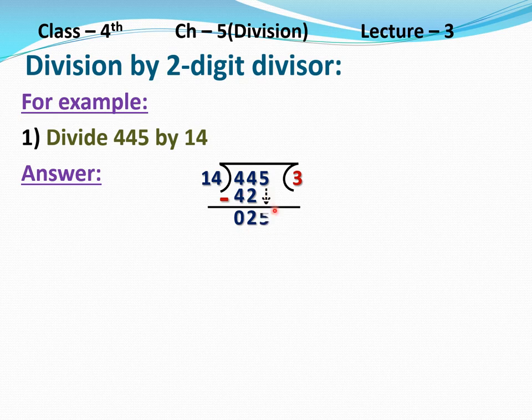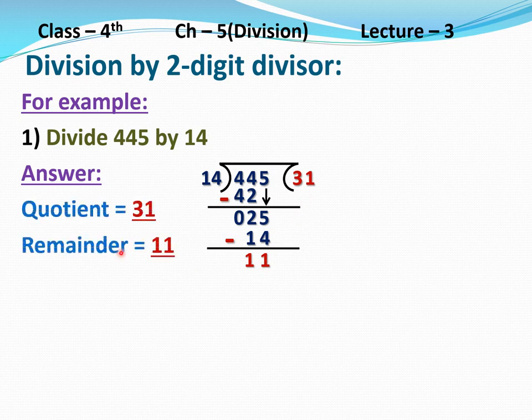Now we will take next number, that is 5. Number is 25. Now multiply 14 by that number so that it is equal to 25 or less than 25. That should not be greater than 25. 14 multiply 1 equal to 14. Write 1 here and write 14 here. Now we will do subtraction. 5 minus 4, 1. Write 1 here. 2 minus 1. Write 1 here. Okay. Now hence quotient is 31 and remainder is 11. Write down quotient equal to 31 and remainder equal to 11. Now we will check our answer.